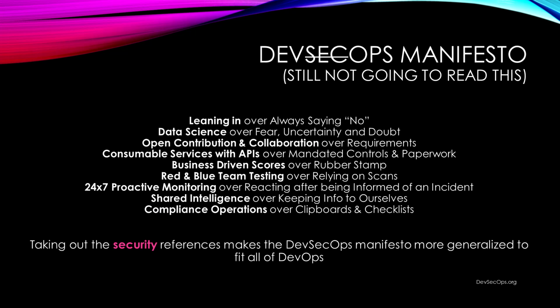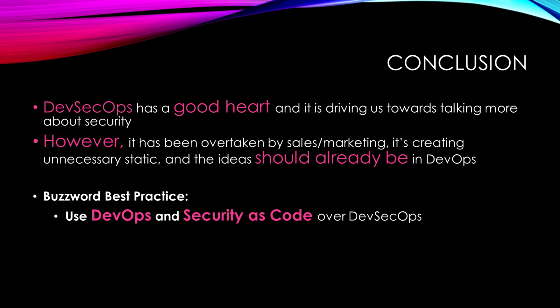I took out all of the security references from the DevSecOps manifesto, and as you can see, it kind of becomes a more general DevOps manifesto that could be applied to all of DevOps. Kind of neat. So in conclusion, DevSecOps has a good heart. It is driving us towards talking more about security. However, it has been overtaken by sales and marketing. It's creating unnecessary static, and the ideas should already be in DevOps. So the buzzword best practice here is use DevOps and security as code over the buzzword DevSecOps.